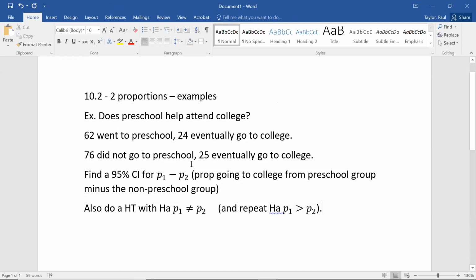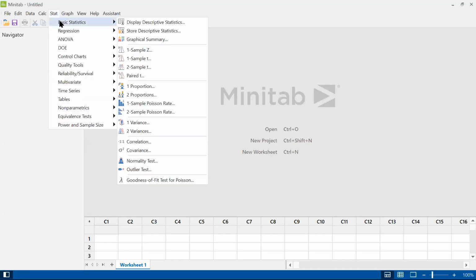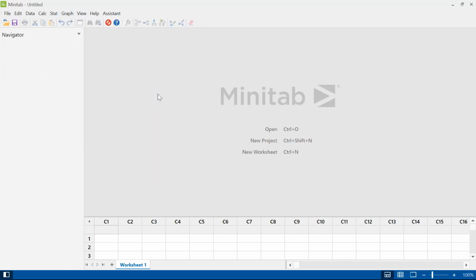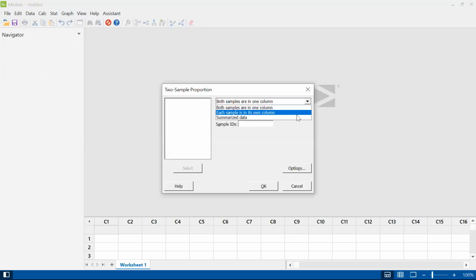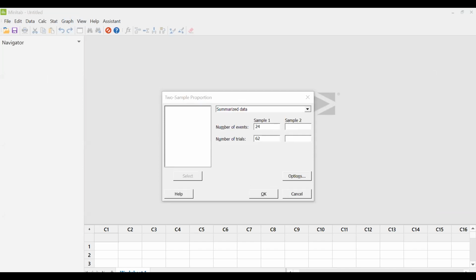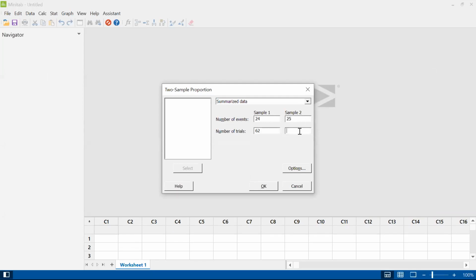All right, so we're going to run these three tests in Minitab: 95% confidence interval, alternative hypothesis with a not equals, and alternative hypothesis with a greater than. Okay, so let's flip over to Minitab and do it. Stat, basic statistics, two proportions. We have the summary data. In the first group, it's 24 out of 62 that go to college. And in the second group, it's 25 out of 76.